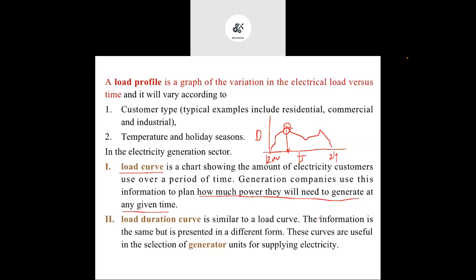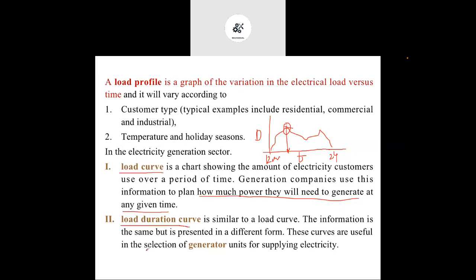Because there are many numericals that will be based upon the load curve and the load duration curve. Okay, so it is similar to the load curve. The information is the same, but presented in a different form. Whatever information is in the load curve and load duration curve is the same, just presented in a different form in the load duration curve.